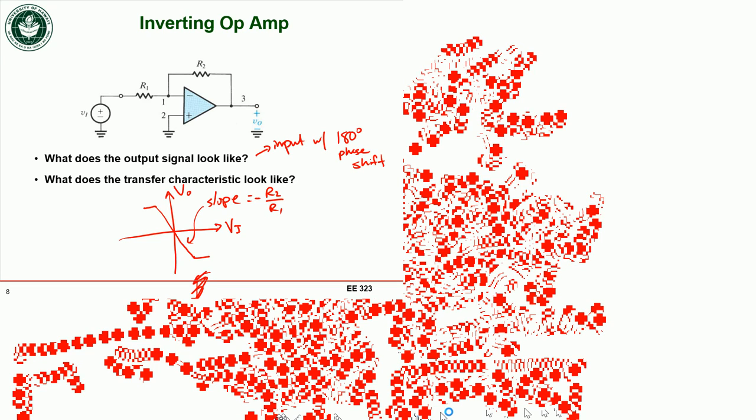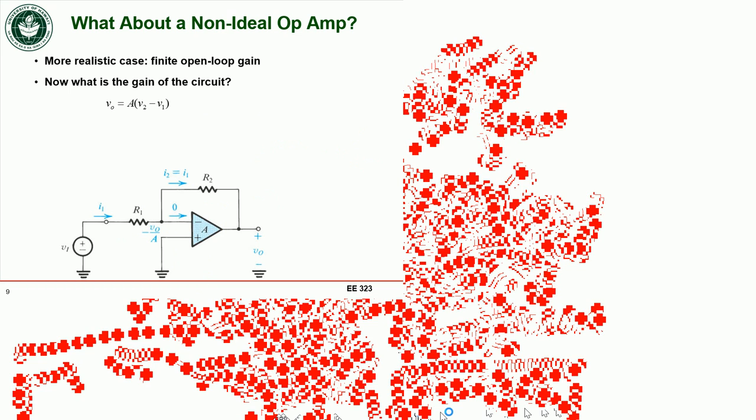Okay, but all of this you should already know from 211. What we don't know from 211 is, what if our amplifier is not ideal? We're going to take away one of the ideal properties of the op-amp, and we're going to make that open loop gain some finite value now. It's not infinity anymore.